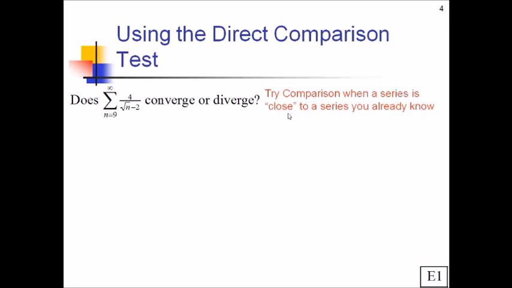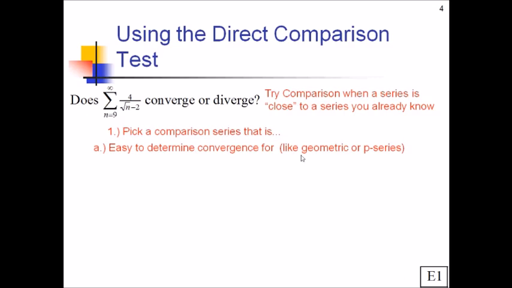So when you see one of these almost kind of situations, it's good to pick a comparison series, and we're going to be picking a series that's easy to determine convergence for. So for example, a geometric or a p-series, something like a one-step kind of problem. We also want to pick a series that's easy to compare nth terms with the original, because we're going to need to show that our comparison series is either bigger or smaller than this original, depending on what direction we want to prove. So a good series on this one would be 1 over the square root of n.